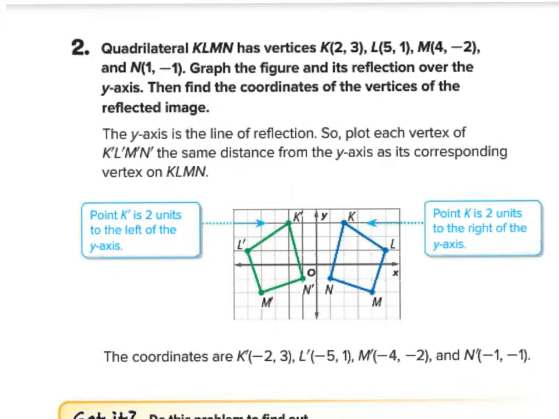Now we're going to make a reflection of this quadrilateral across the y-axis. So if we're going across the y-axis, we have to make a movement horizontally. So we have to change the x to the opposite. Example, for K, I move 1, 2, 1, 2, 3. So it's 2 and 3. And there it is, K, 2, 3.